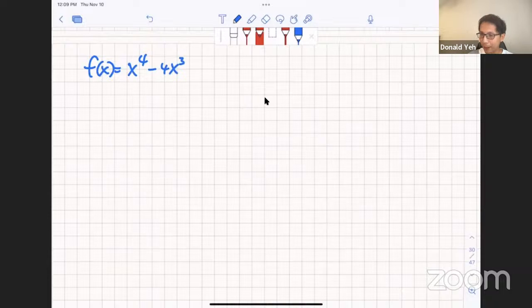So how do I find the x-intercept? For the x-intercept, basically just factor as much as you can. So I'm going to say f of x equals x to the 3 times x minus 4. And then x is equal to 0, x equal to 4. So here you're going to have a 0, 0.